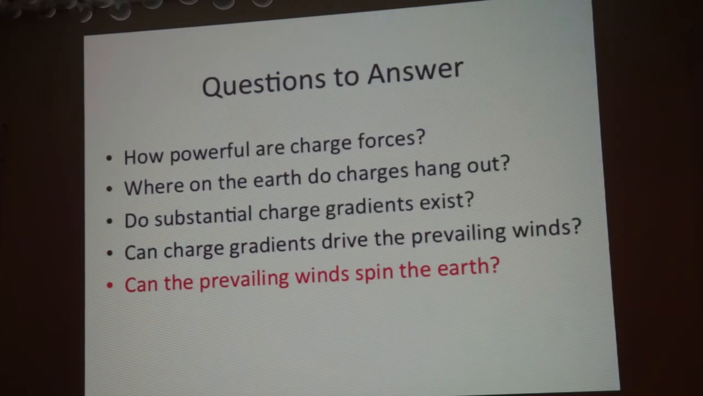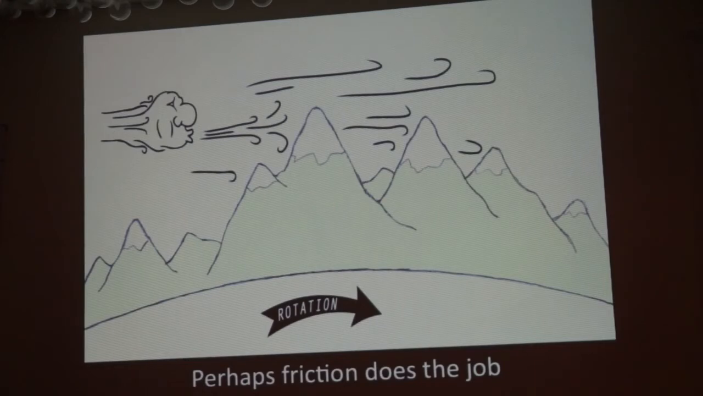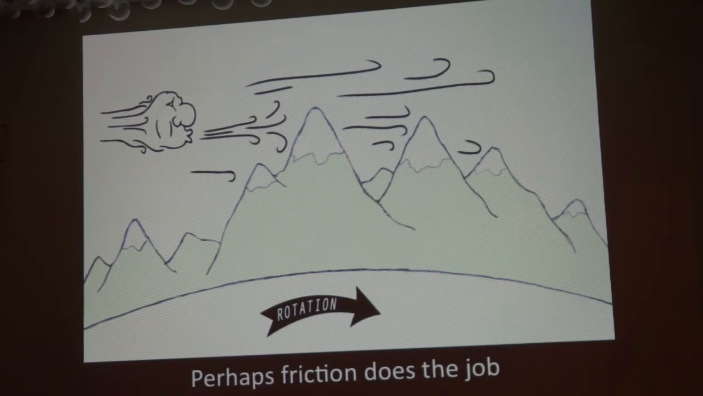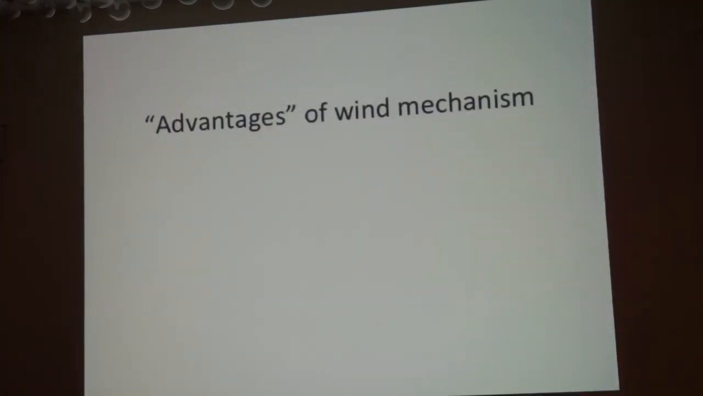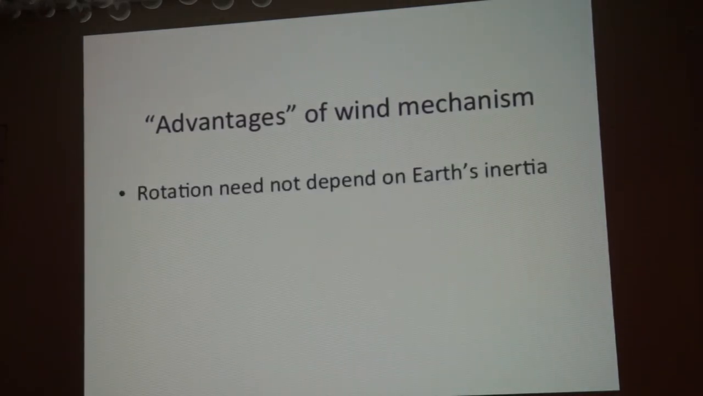Now, then, the obvious question is, well, can those prevailing winds spin the Earth? And the idea is something like this. It's not very complicated: if you've got winds up there and the winds are blowing and the Earth is here, they're going to drag the Earth with it. In fact, it's difficult to imagine how this could not happen if the wind is steadily blowing in one direction all around the Earth.